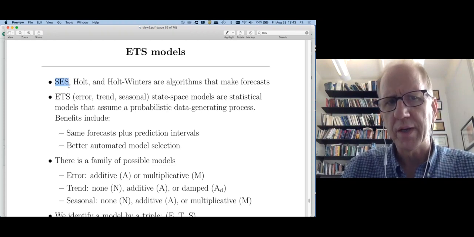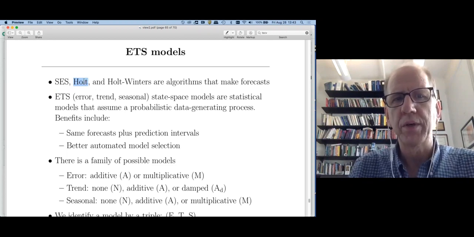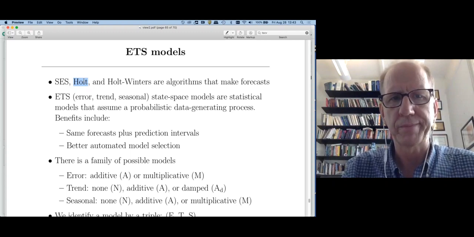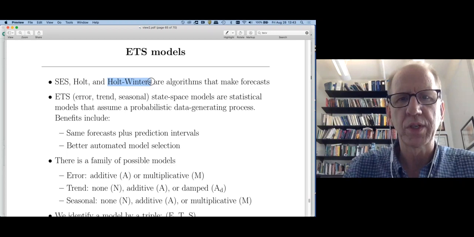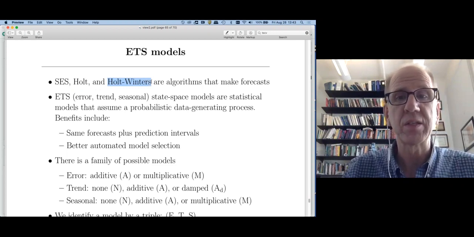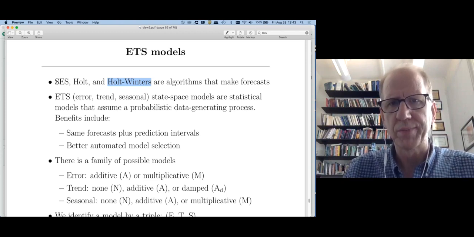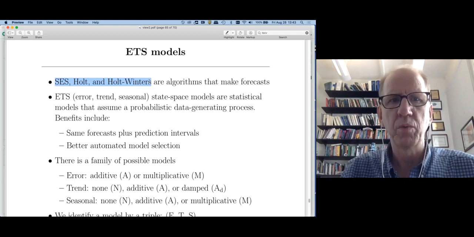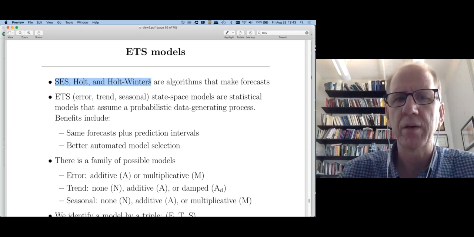Then we moved on and we covered something called the Holt method for when there is a trend as well as a cyclical component. In the previous video, we talked about the Holt-Winters method, which extends the basic Holt method by also allowing for seasonal effects. All three of these approaches are really just algorithms. I never stated a statistical model at all.